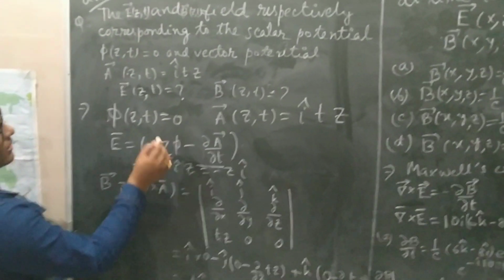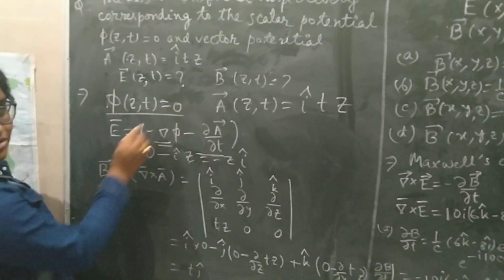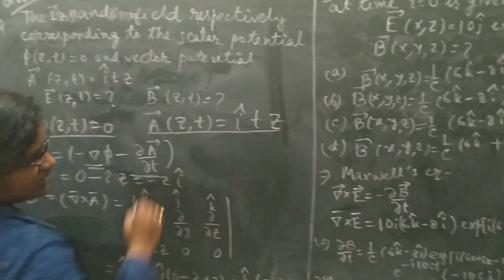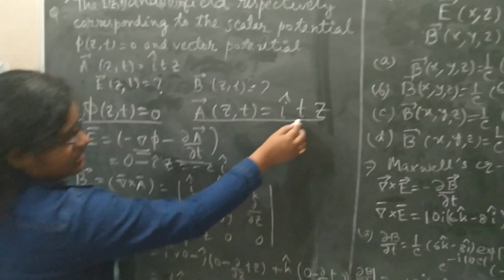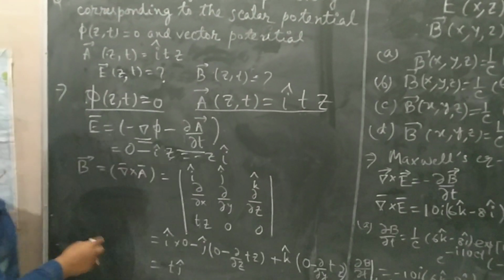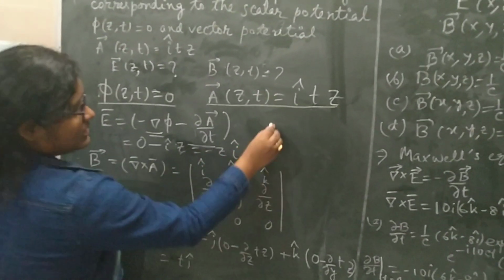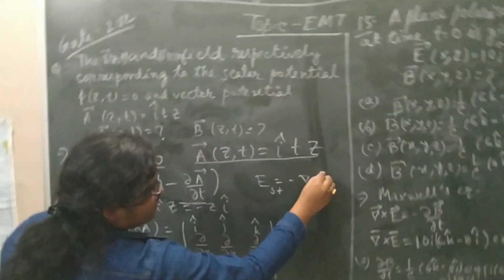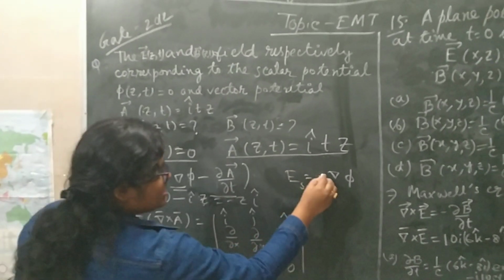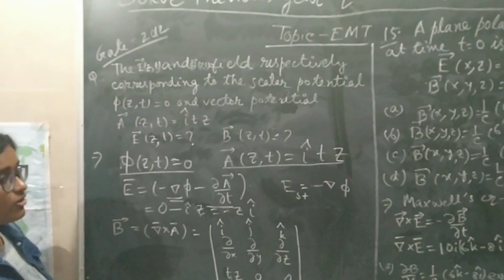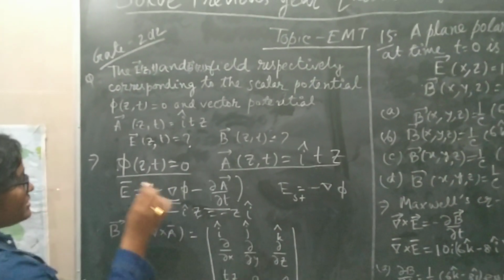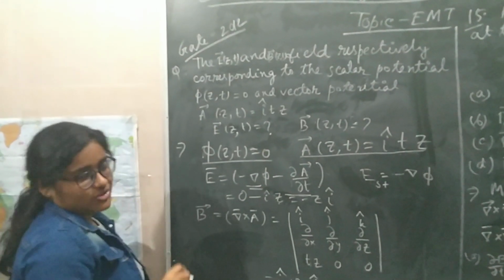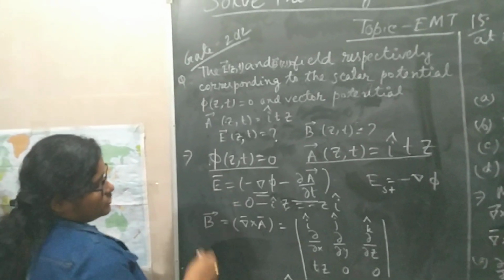Here the information is phi equals 0 and A is i cap into t into z. So surely this is a function of t. If it were not a function of t, then E would be E static, and E would be minus gradient of phi. You can go and check the video on the meaning of vector potential and scalar potential, which I discussed broadly in the EM theory lecture. So let us proceed with the question.